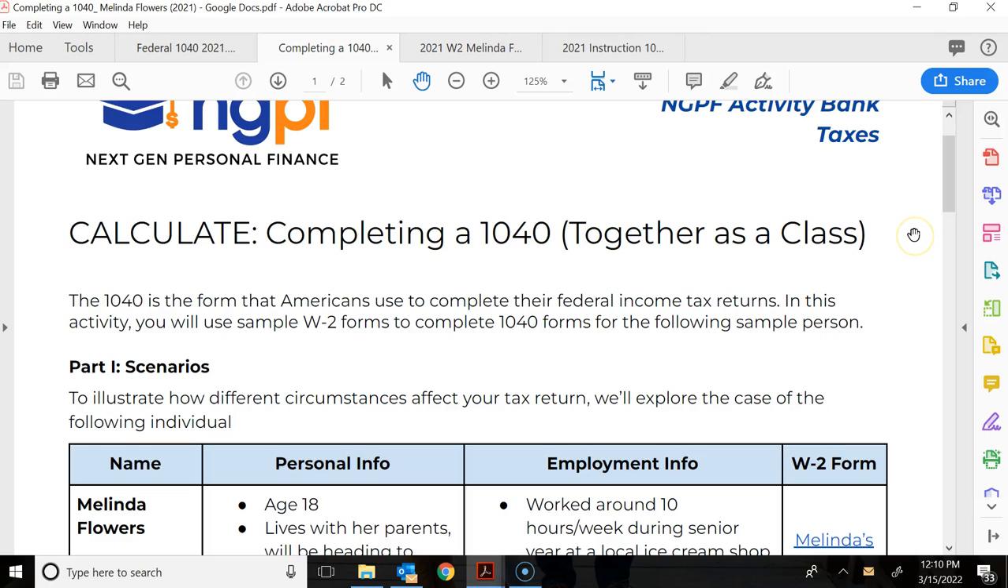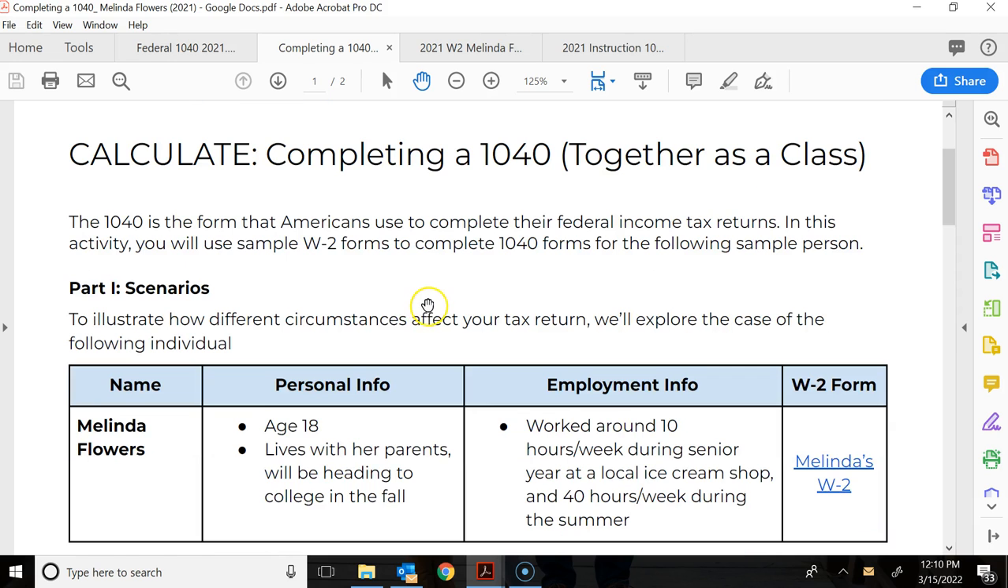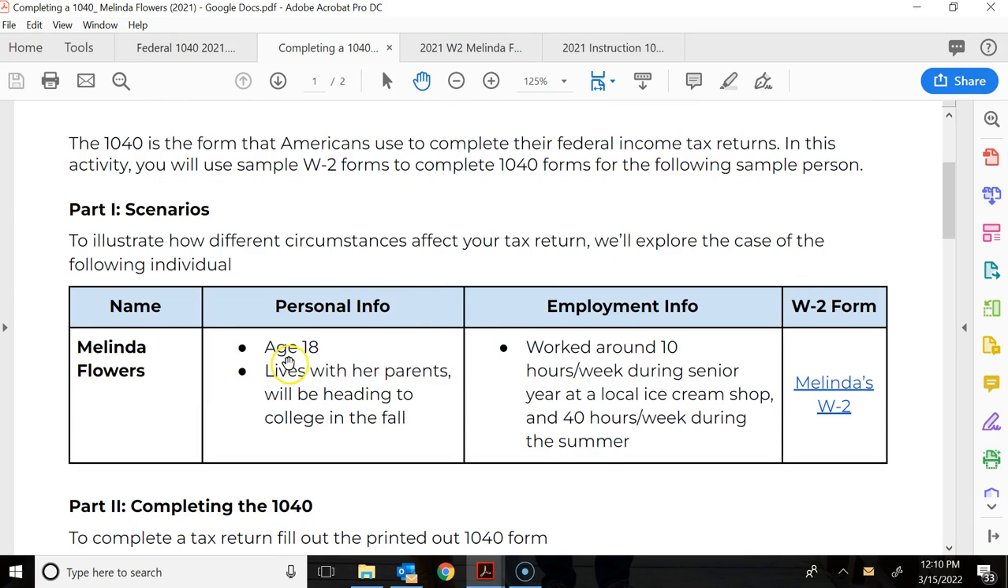All right, here is us going through the filing a 1040 for Melinda Flowers using the 2021 Federal 1040. So information about Melinda, we know she's 18, she lives with her parents, will be heading to college in the fall. So that tells us right away that someone is claiming her as a dependent, so we want to keep that in mind. She worked around 10 hours a week during her senior year at a local ice cream shop and 40 hours a week during the summer.